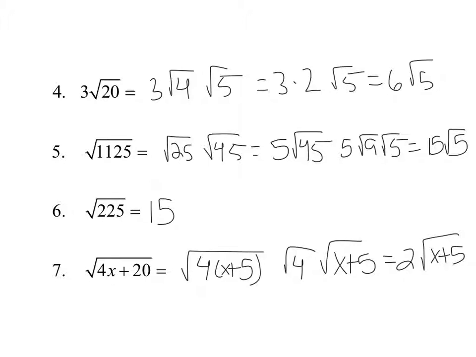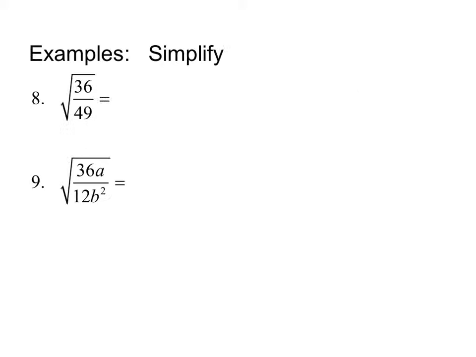Okay, let's take a look at some more things. Alright, so here's the thing. When you have a fraction like this, what we need to focus on is you can separate it. Square root, and then square root of 36 is 6, square root of 49, 7. Or you can think about it ahead of time. But it's very important to separate.